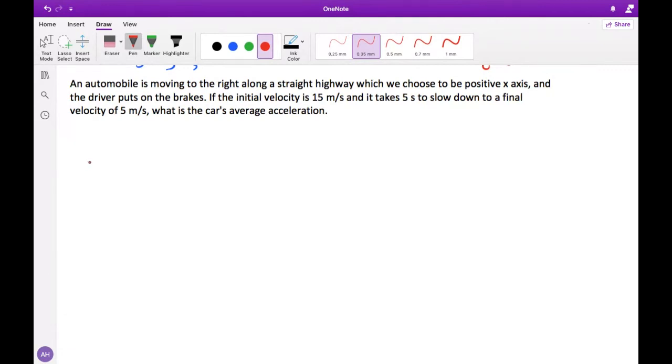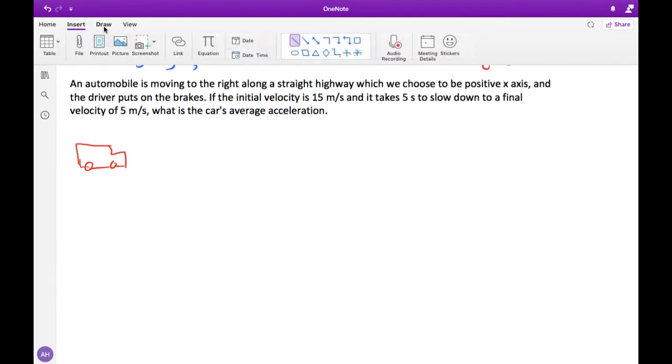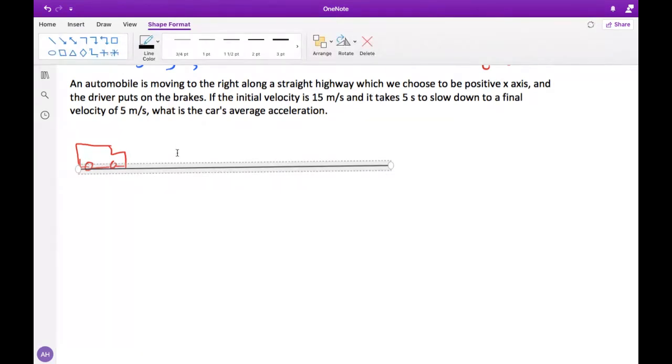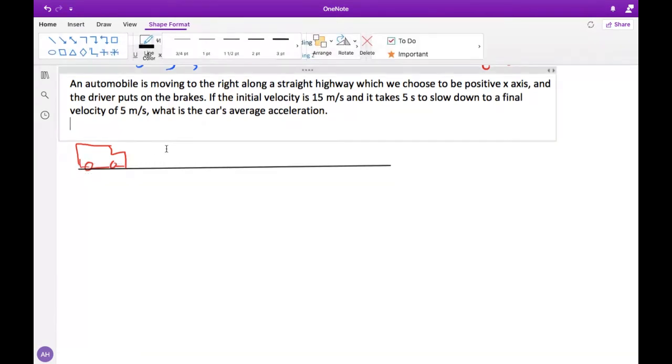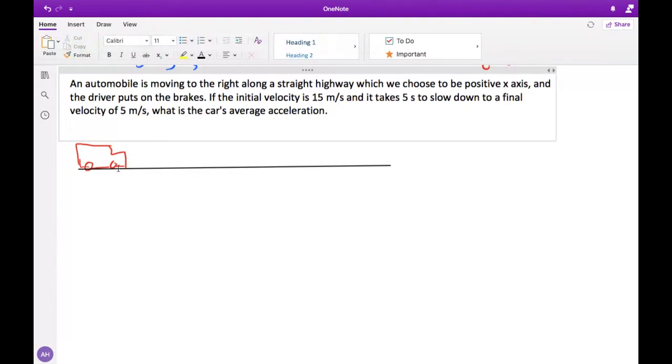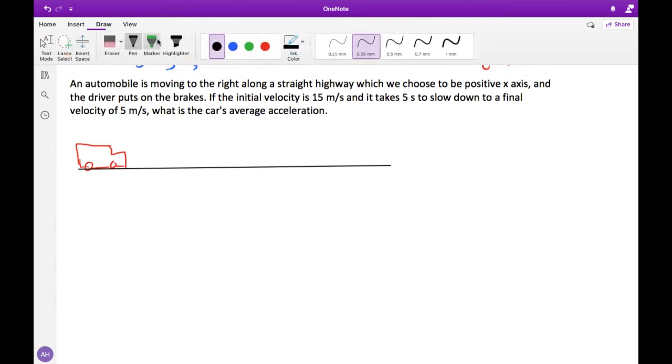Of course, I'm going to draw a picture here, because the first thing you always want to do is draw a picture, even though you may not need it. The picture saves you from making certain mistakes you might make if you didn't draw one. So we know initially, well, the car is braking here, and let's draw skid marks, I guess.